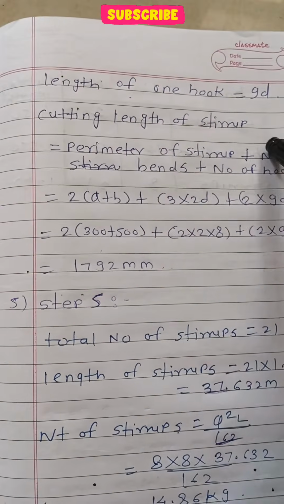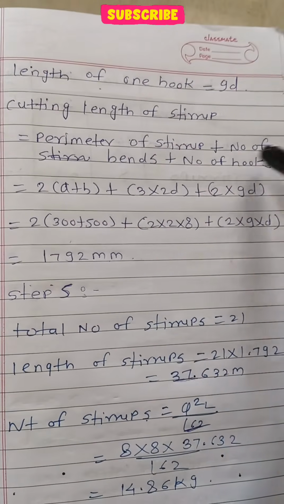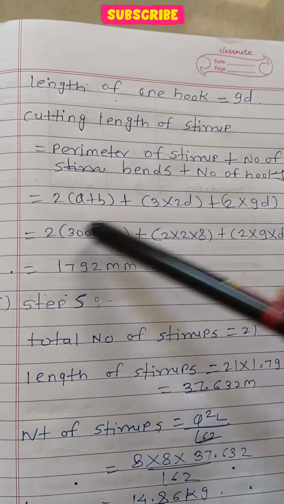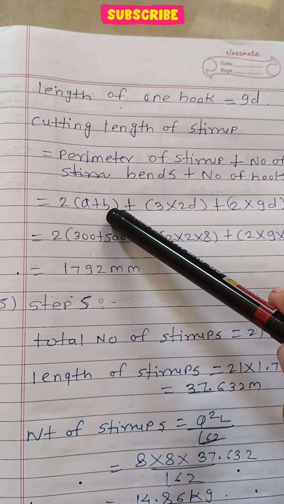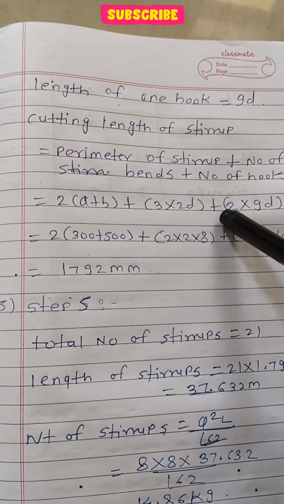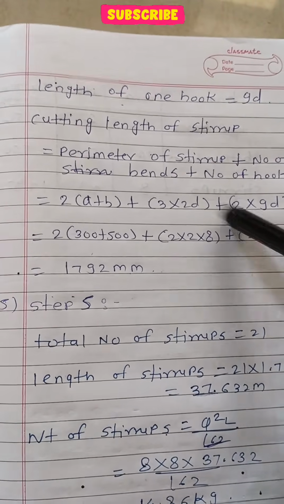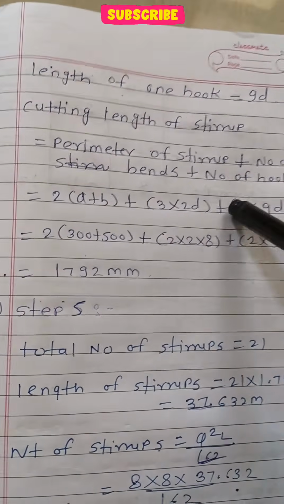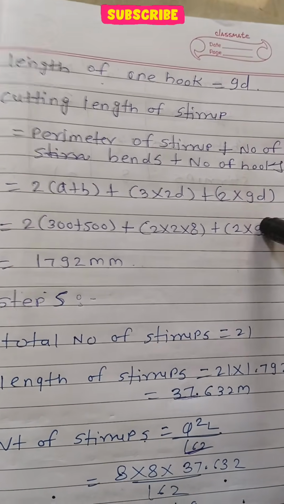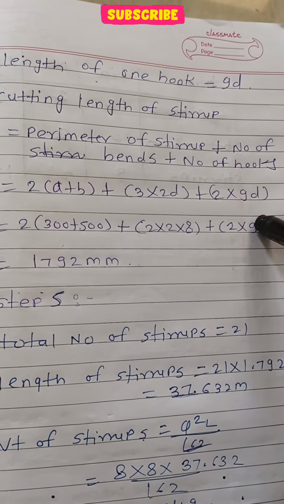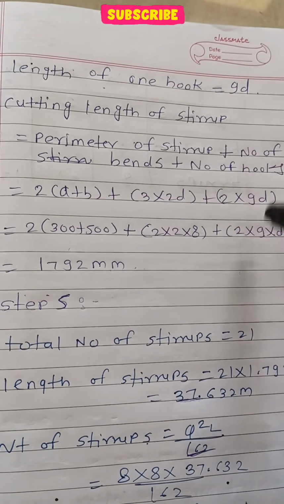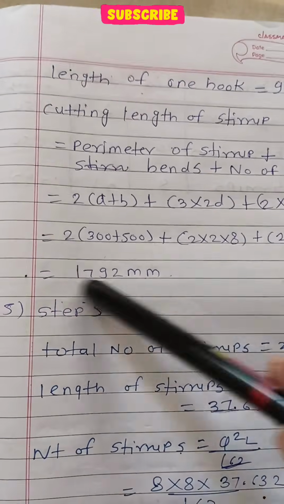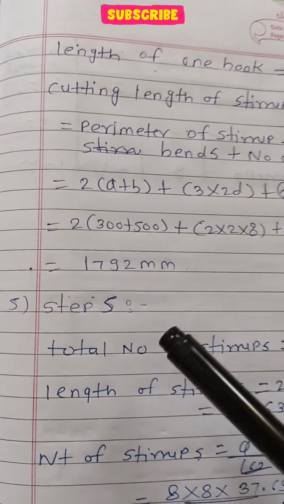Then the cutting length of stirrup is perimeter of stirrup plus number of bends plus number of hooks. So 2 into (A plus B), that will be the perimeter, plus 3 into 2D for the bends, as the number of bends is 3, plus 2 into 9D for the hooks. For one hook it is 9D, and how many hooks are there? 2, so 2 into 9D. The value comes out to be 1792, that is 1.792 meter.